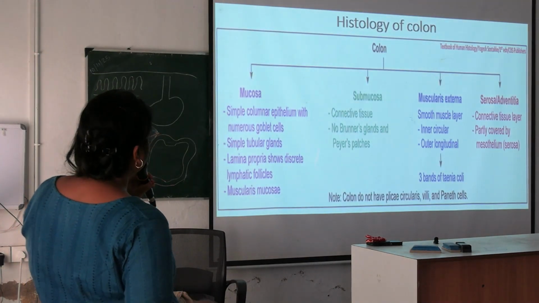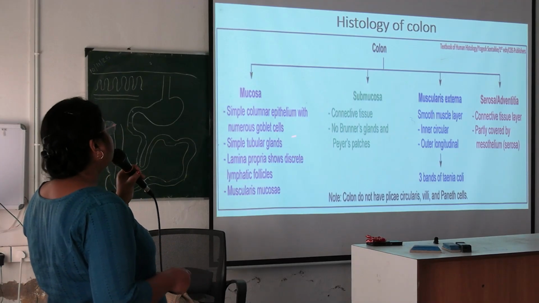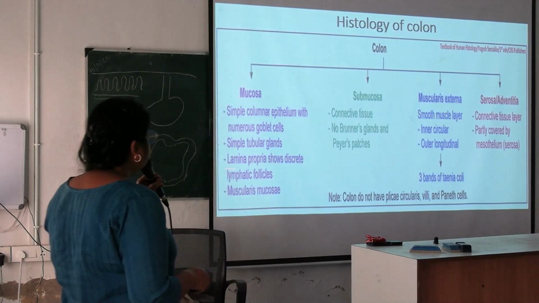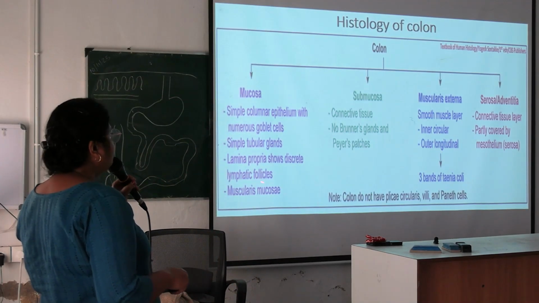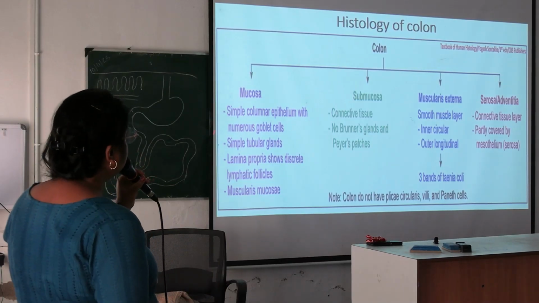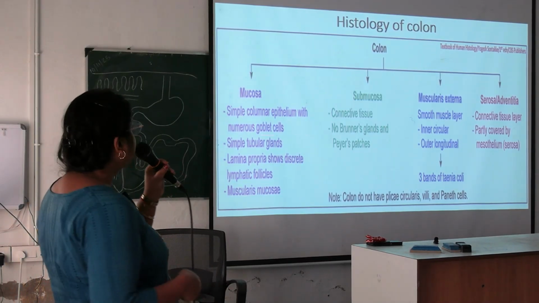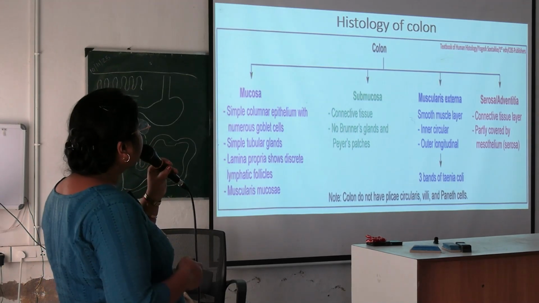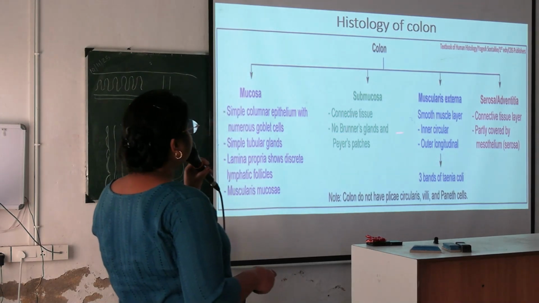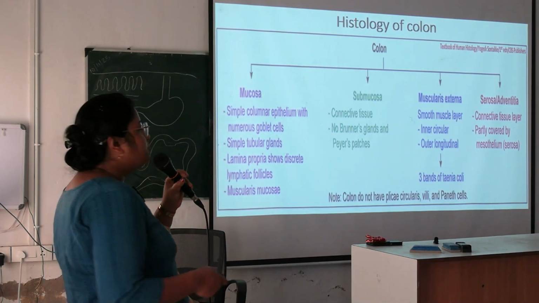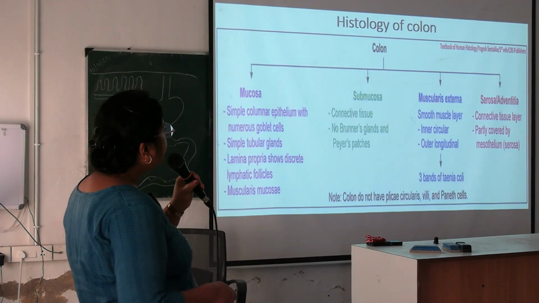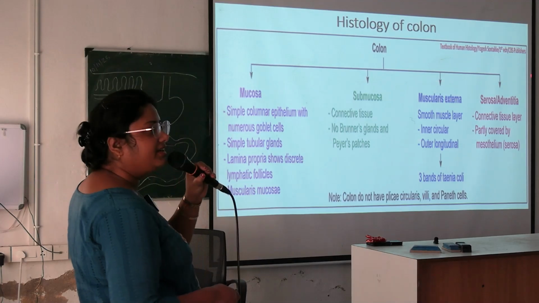So histology of the colon: the mucosa is lined by simple columnar epithelium with numerous goblet cells. Simple tubular glands are present. The lamina propria shows discrete lymphatic follicles, and there is muscularis mucosa. Okay, so the lining epithelium, lamina propria and muscularis mucosa together form the mucosa. Next we are going to the submucosa. It is formed by connective tissue, and no Brunner's glands and Peyer's patches are present. Brunner's glands are features of the duodenum, Peyer's patches are features of the ileum. Okay, and next we are going to the muscularis externa.